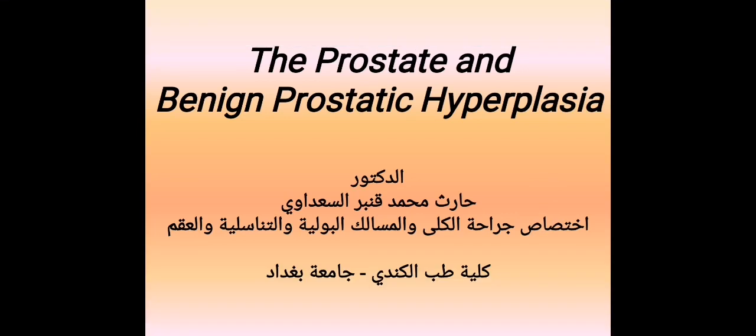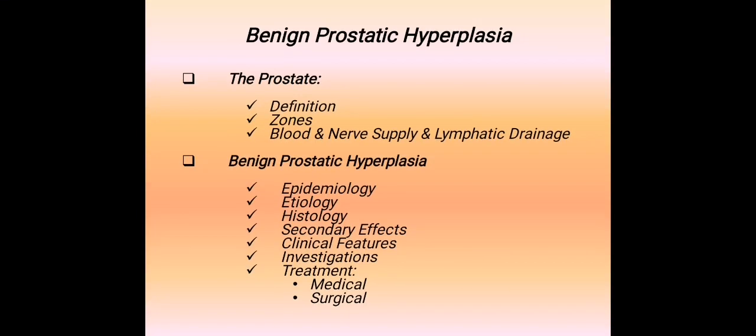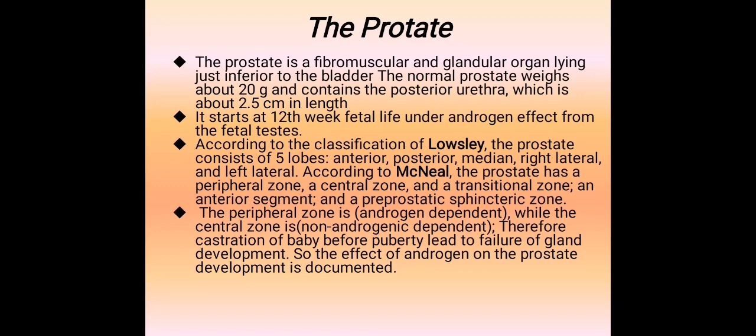المحاضرة راح نحكي بها عن 2 topics. الأول هو The Prostate، الثاني هو Benign Prostatic Hyperplasia. What is the prostate? The prostate is a fibromuscular and glandular organ lying just inferior to the bladder. Normally it weighs around 20 grams and contains the posterior urethra, which is about 2.5 cm in length.